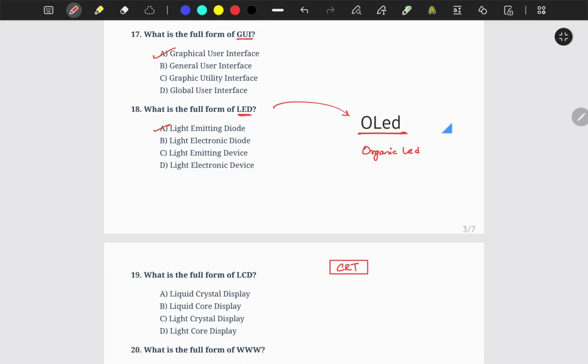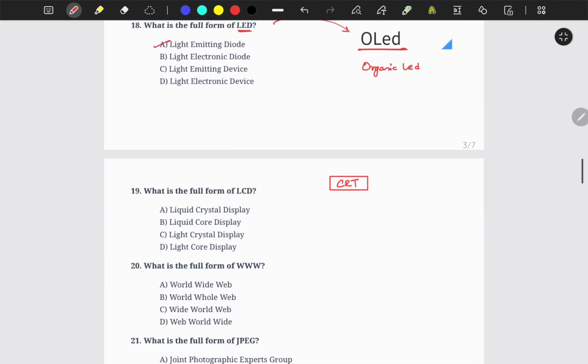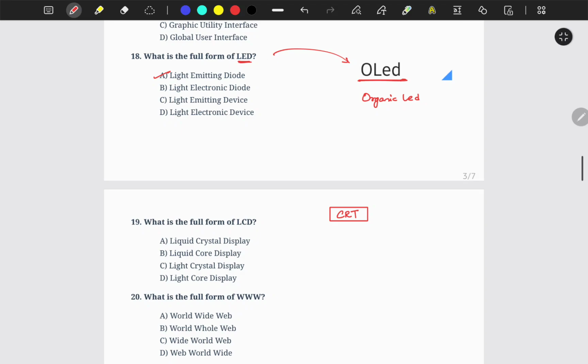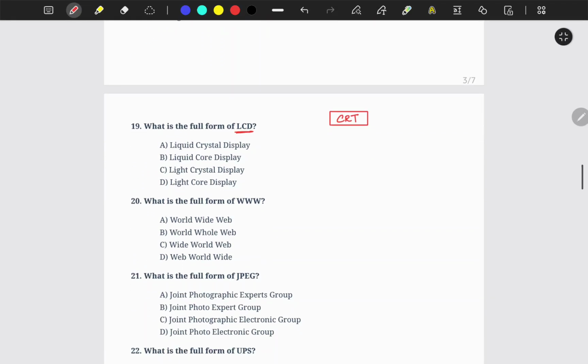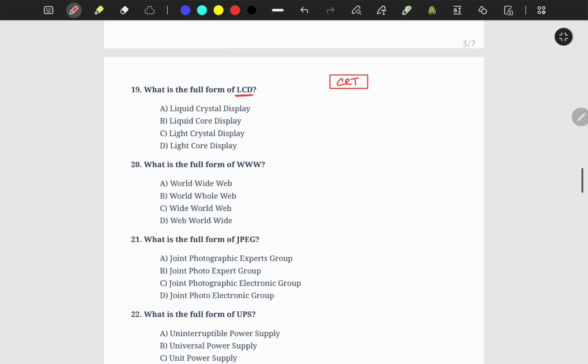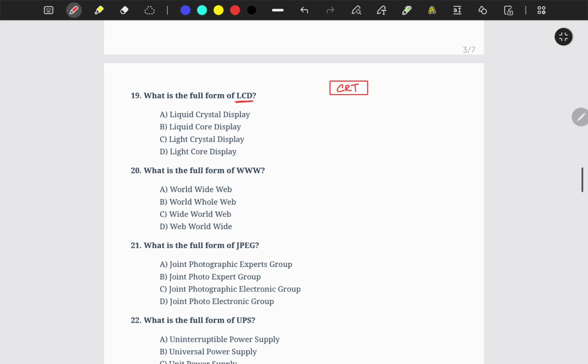Okay, LED. What is the full form of LCD? You have LED display, OLED display, nowadays LCD display. So what is the full form of LCD? Liquid crystal display, liquid core display, light crystal display, or light core display. The correct answer is liquid crystal display.